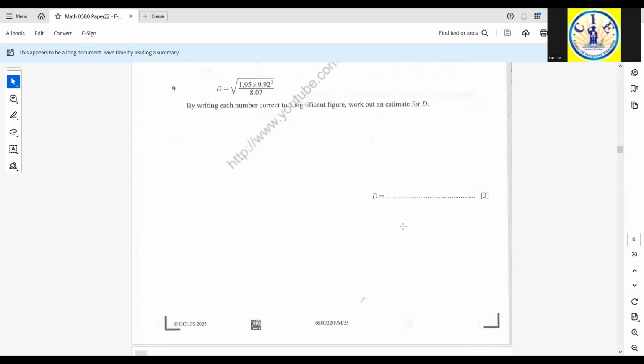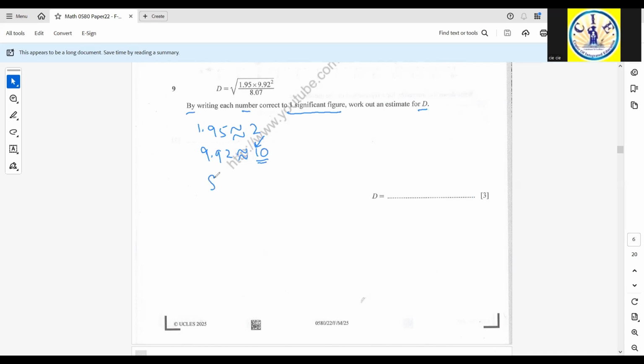Now it's question number 9. By writing each number correct to one significant figure, work out an estimate for D. 1.95 is approximated to 2. To write it down to one significant figure, 9.92 can be approximated to 10. Though the digits are 2, the significant figure is 1. 1 is the significant figure.